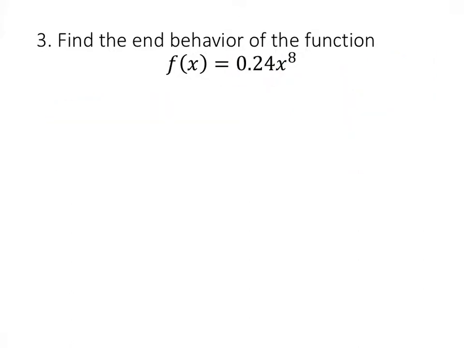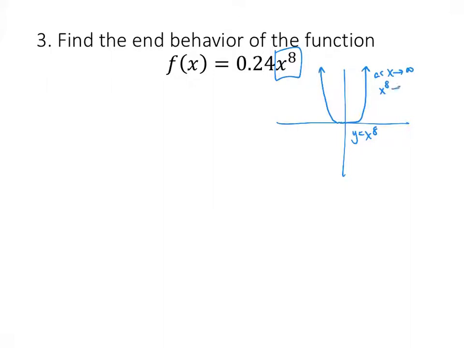All right, one more like this, the end behavior of 0.24 times x to the eighth. Again, start with just looking at x to the eighth. 8 is an even number, which means our even power function looks something like this, a basic U shape. And then again, this is the graph of y equals x to the eighth. And what we see, similarly to the previous problem, x to the sixth, is that as x goes to infinity, x to the eighth goes to infinity. And as x goes to minus infinity, x to the eighth goes to positive infinity.